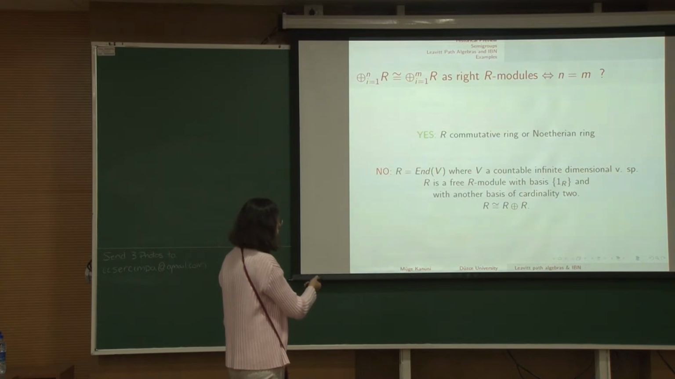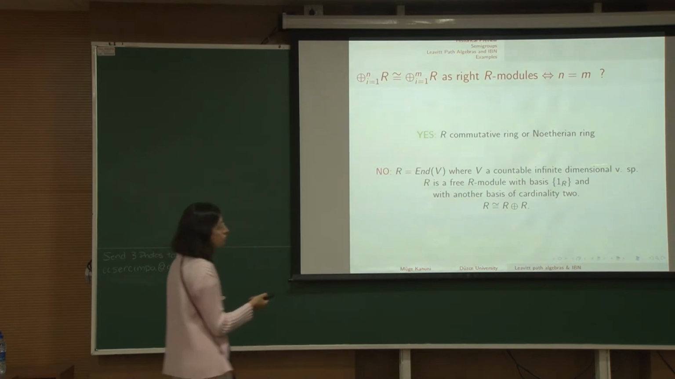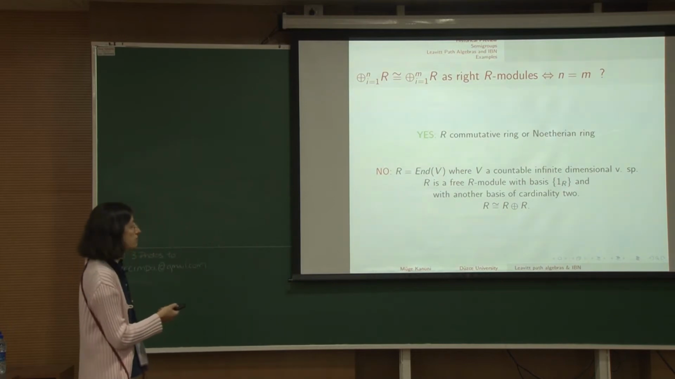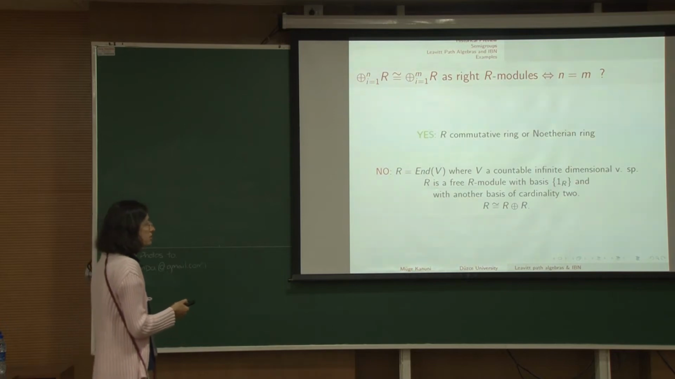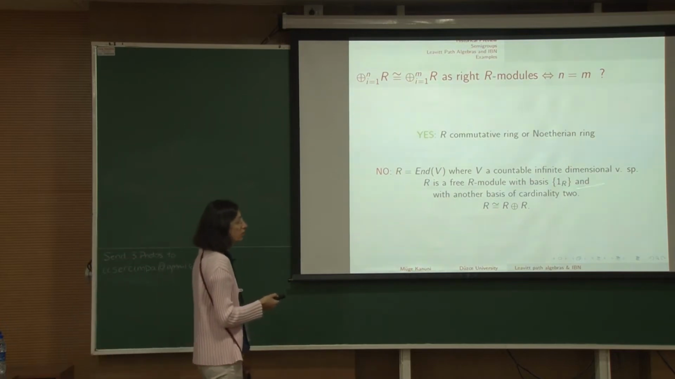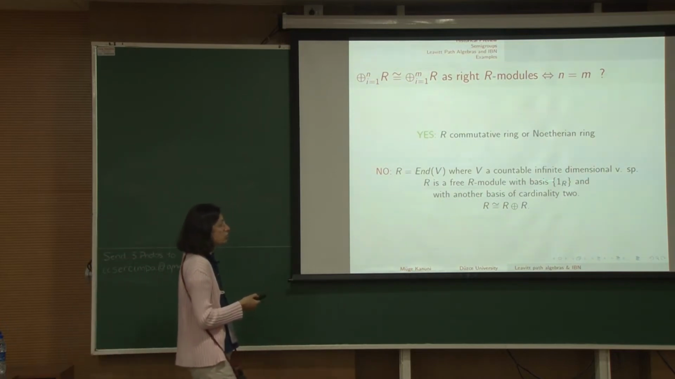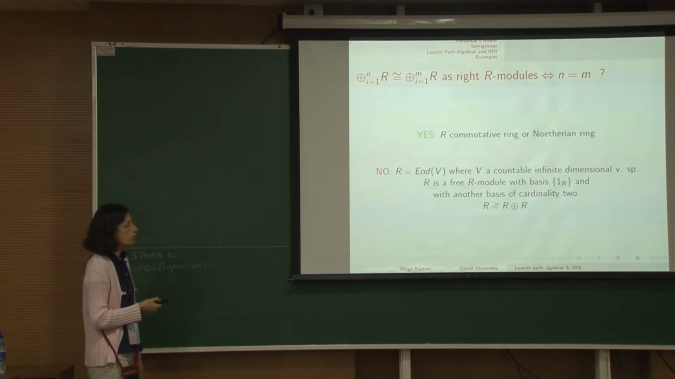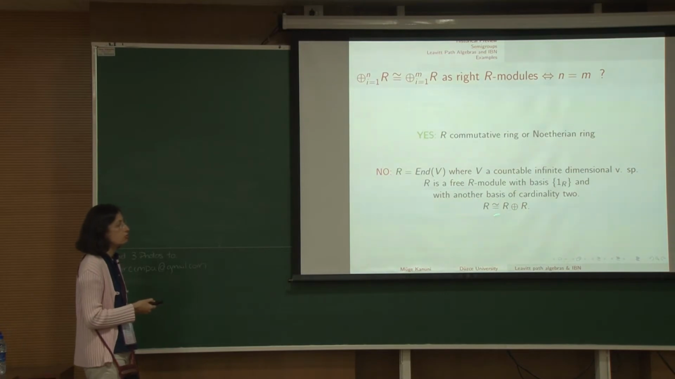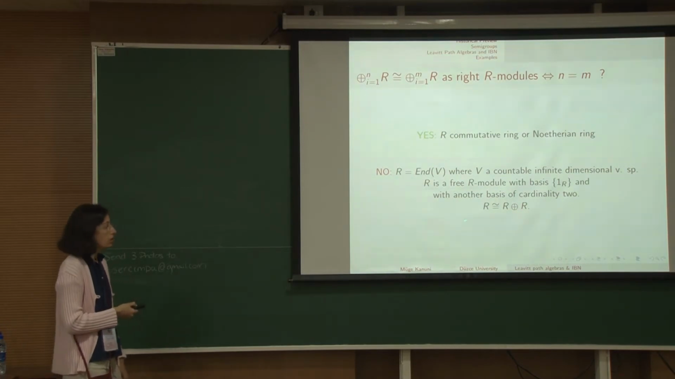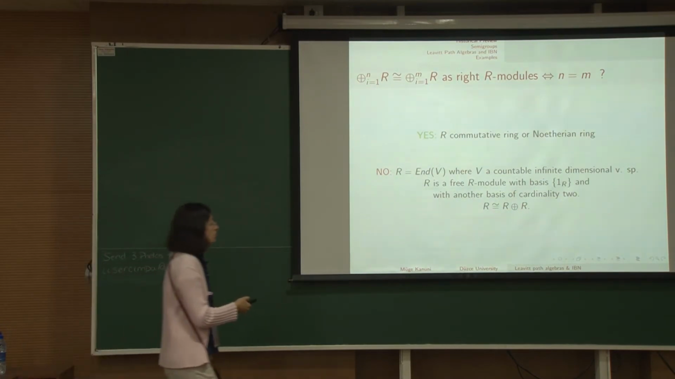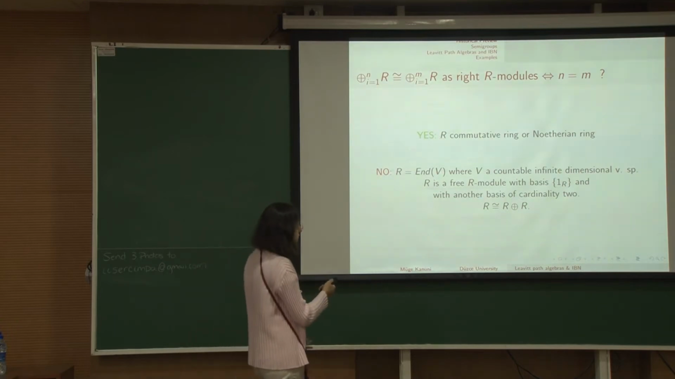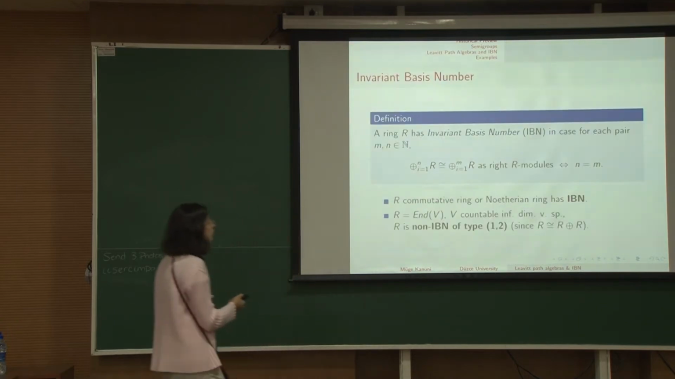But the answer is no if you take a countably infinite dimensional vector space V and the endomorphism ring over it as your R. R is a free module with basis 1, but at the same time you can construct another basis of cardinality 2. So that says R is isomorphic to 2 copies of it. So the answer turns out to be yes or no, depending.